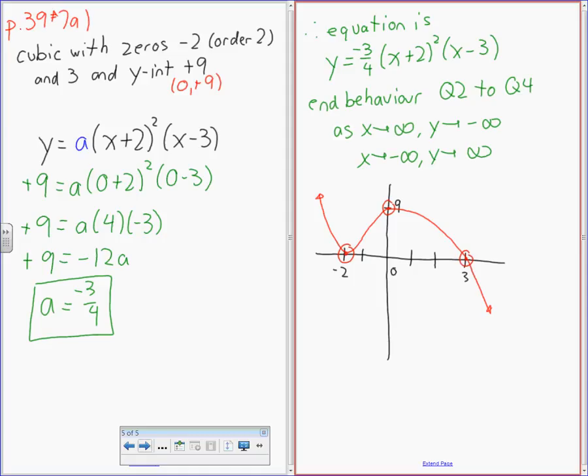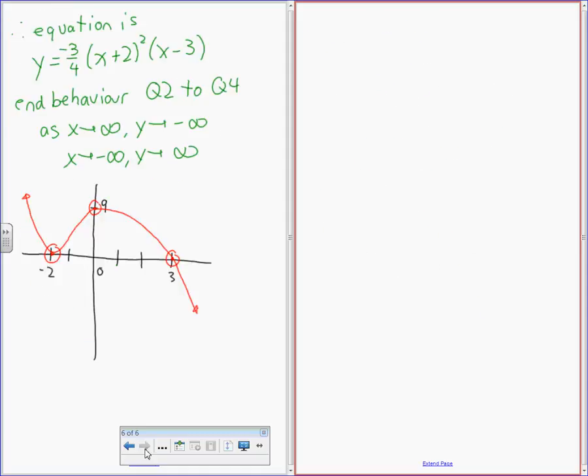Feeling good? All that food in your belly now should give you lots of energy to do this question. Yes? Okay, good. You're going to do this one right here. This one is page 40, number 6d, right around the board. I want you to make an equation with y-intercept of 4, triple root, sorry, order 3 root.